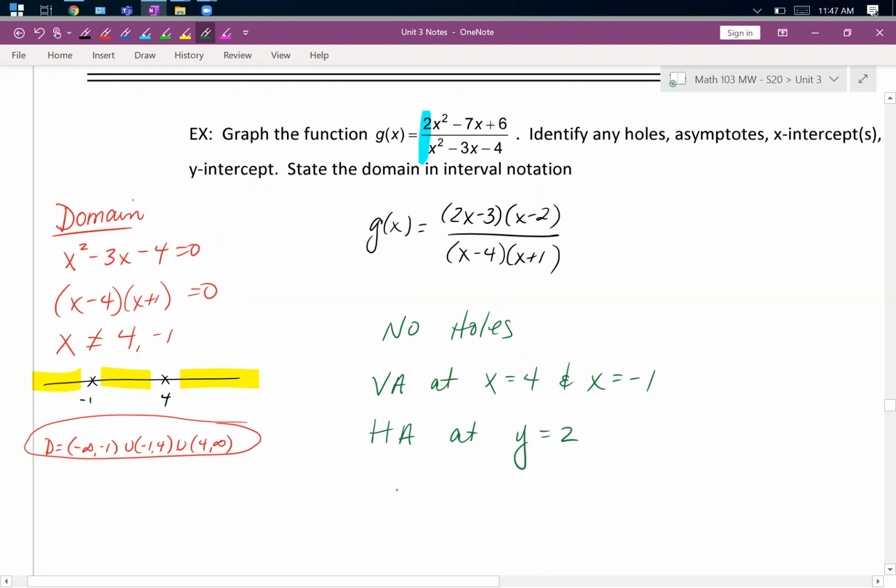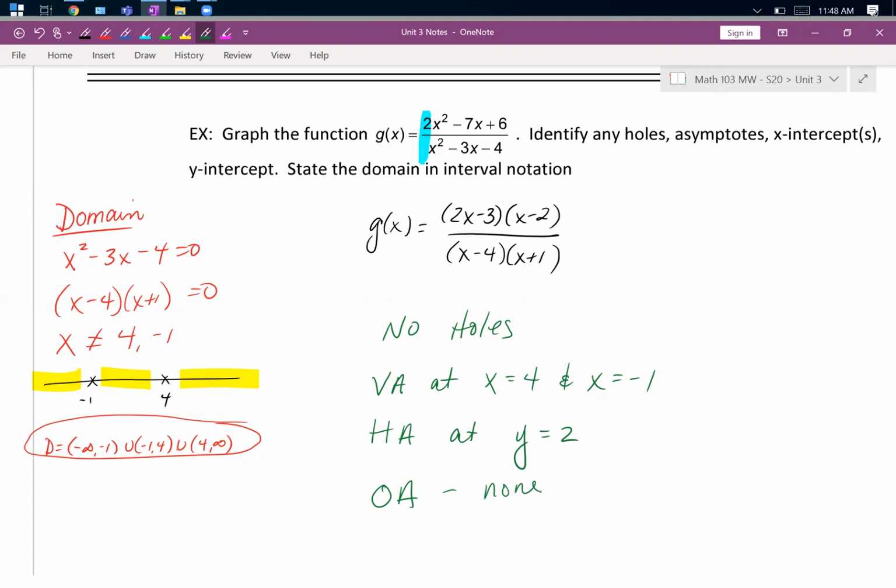Lastly is our oblique asymptote. This only exists when the degree of our numerator is exactly 1 larger than the degree of our denominator. Is that the case? No, it's not. So that means that here we don't have any. No horizontal asymptote. Or I'm sorry, no oblique asymptote. Also recall that an oblique and a horizontal can occur at the same time.